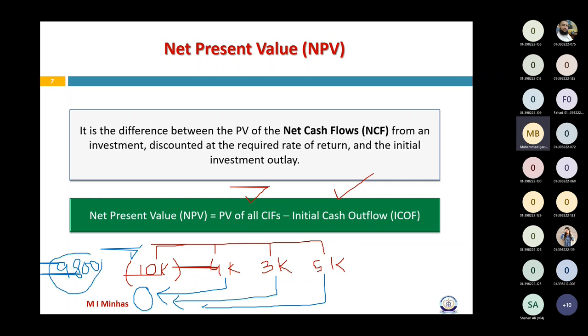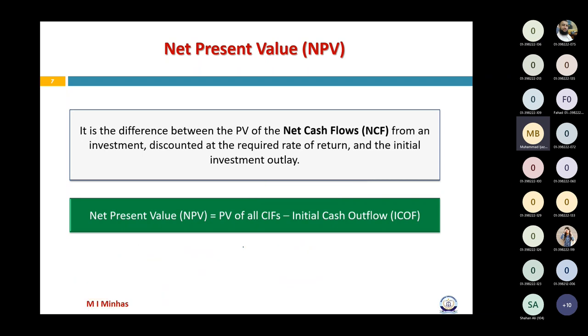So now I will see the difference. What is the difference between the initial investment and the present value of all net cash flows, right? In our case, if I put these values in this formula, I would get 9,800 here, which is the return I'm expecting in terms of present value, minus the initial outflow of 10,000. So here the answer would be a negative value, that is minus 200, correct? Why is this negative value?